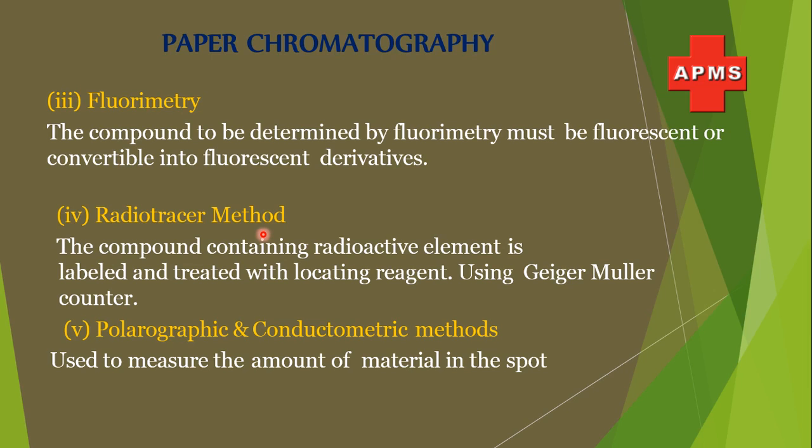Now radio tracer methods. The compound containing a radioactive element is labeled and treated with a locating reagent, using a Geiger-Müller counter. Polarographic and conductometric methods. These methods are used to measure the amount of material in the spot. In these conductometric and polarographic methods, we generally use 2 electrode or 3 electrode systems. In between these electrodes, the actual concentration of our sample component can be analyzed.